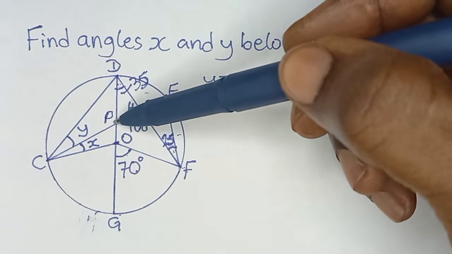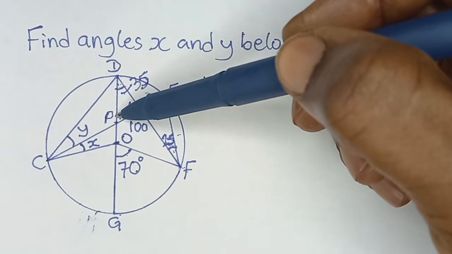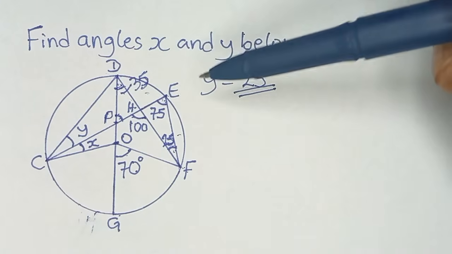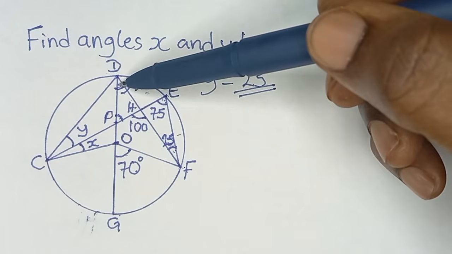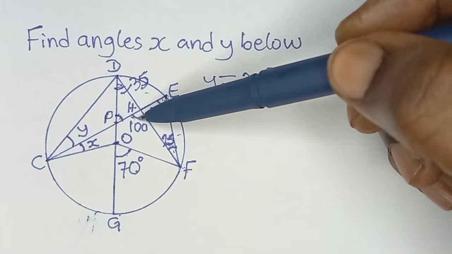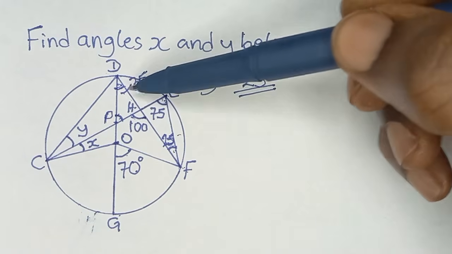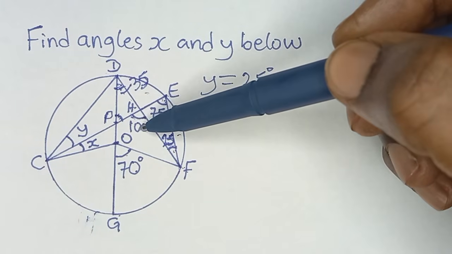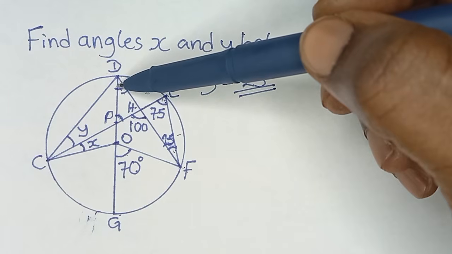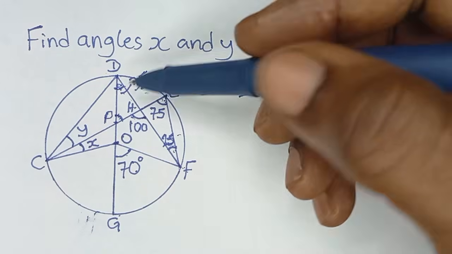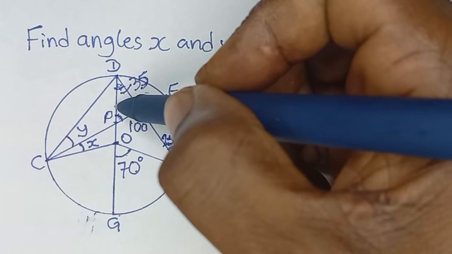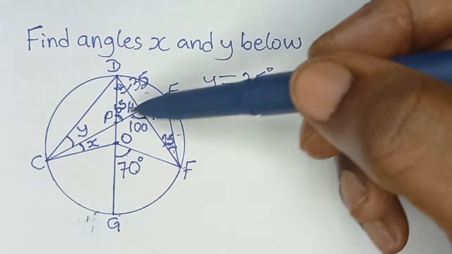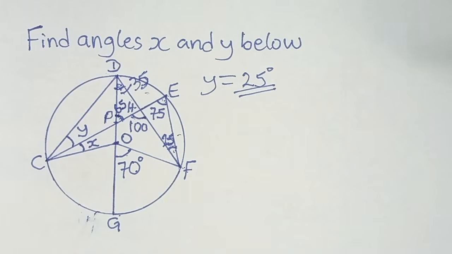Let's call this point P now. So this angle at point P, along with this 35 degree, together are the two opposite interior angles that sum up to give us this exterior angle, 100 degrees. So if this angle is 35, to get this other one, we simply say 100 minus 35, and 100 minus 35 gives us 65 degrees. So this angle here is 65 degrees.